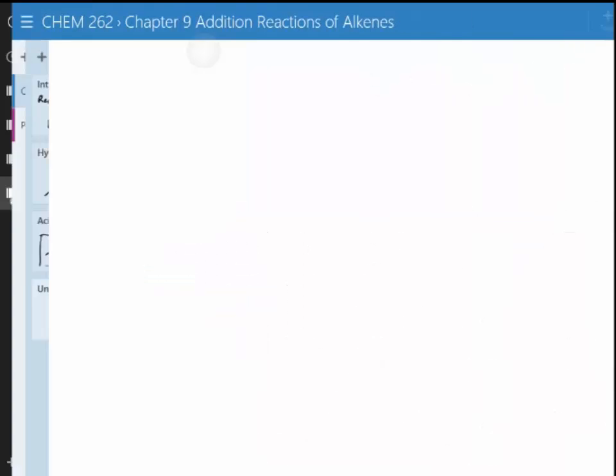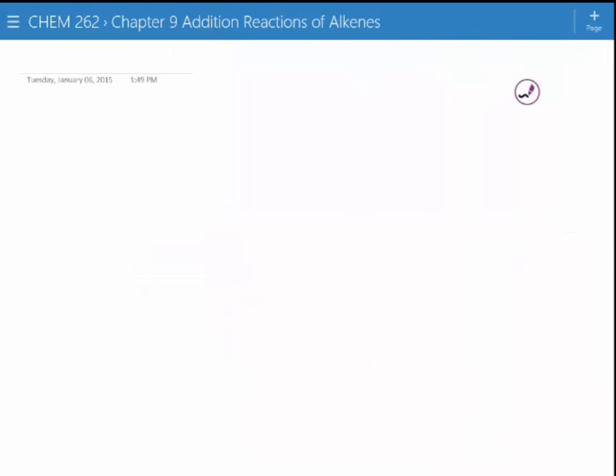All right, let's add another page here. The next reaction we're going to use is very similar to acid catalyzed hydration, but it's called oxymercuration demercuration. Excuse me.